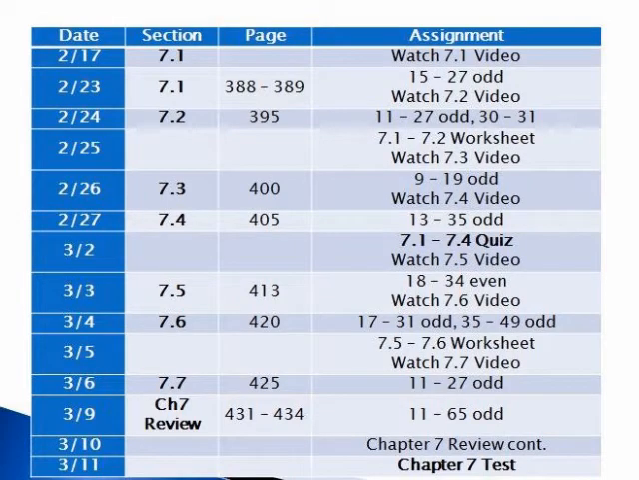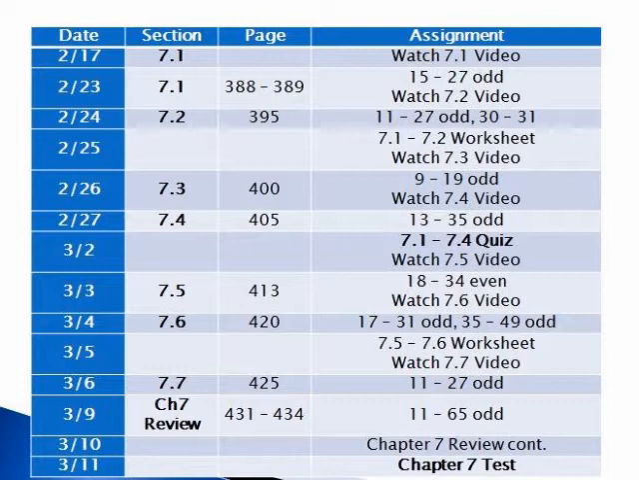Alright, here's an updated calendar, just because with all the cancellations and delays and the pep rallies and things we've had, I did want to give you an updated one. So hopefully you've all watched the 7.1 video. Everyone should have all the worksheets at this point.